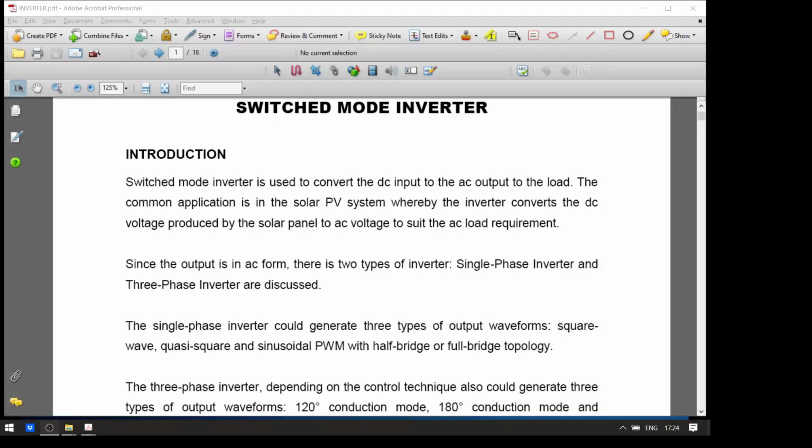Okay, so we have covered the switch mode inverter. We have covered the two types of inverter, depending on the output of the inverter, whether it's a single phase or three-phase inverter. We have looked into the types of single phase inverter, depending on whether it's a half bridge or full bridge circuit, but those two circuits can be controlled by three techniques, which are the square wave technique, the quasi square wave, and the sinusoidal PWM.